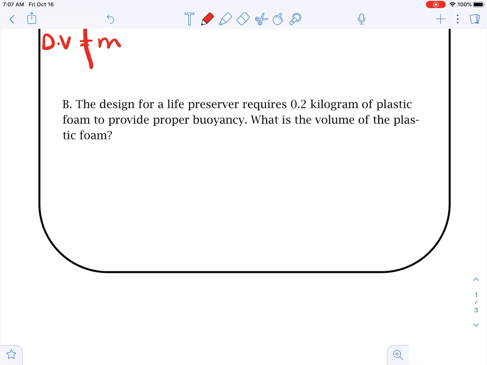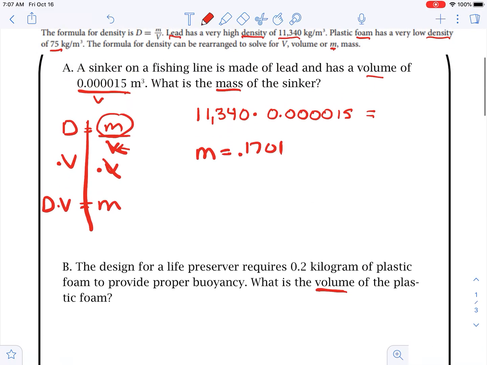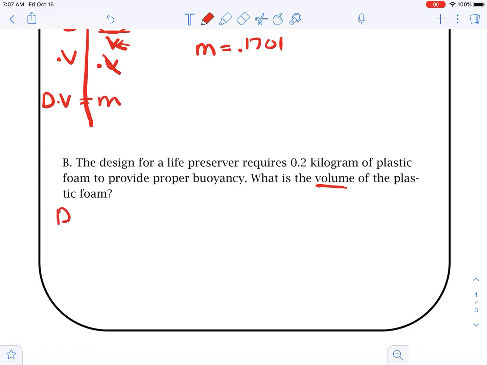For number 2, it says a life preserver provides 0.02 kilograms of plastic foam to provide the proper buoyancy. What is the volume? We want to find the volume of the plastic foam. So again, we have D is equal to M over V. We want to solve for volume, so I want to get V by itself. Well, V is in the denominator, so to get it out of the denominator, I'm going to multiply both sides by V first.